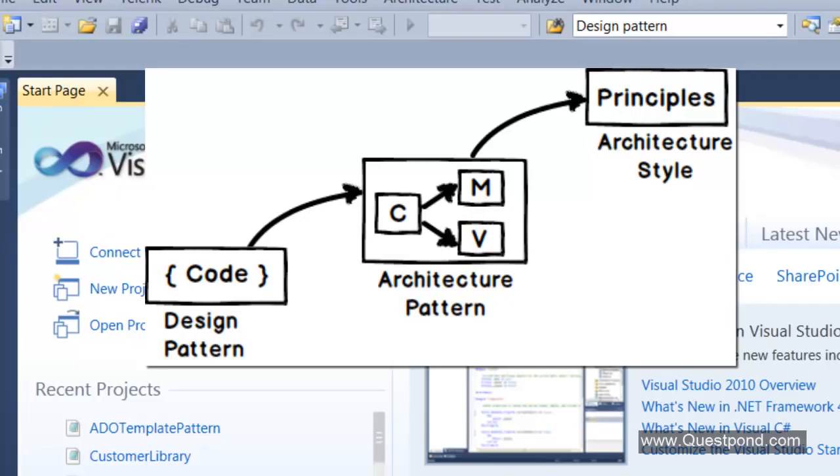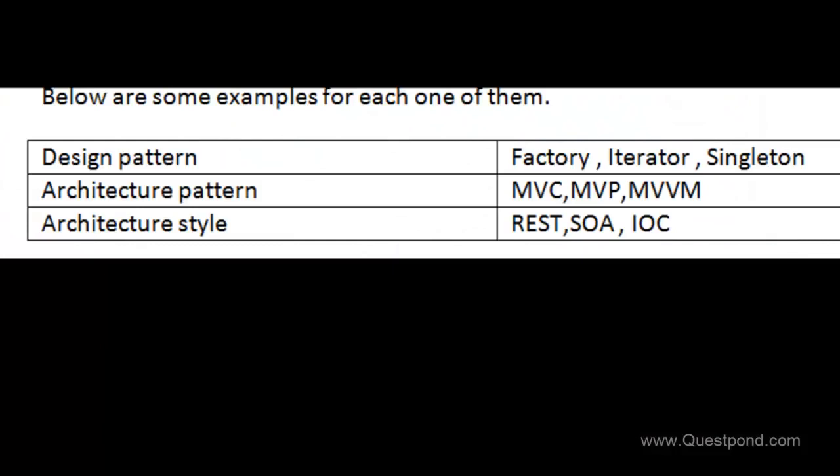So design pattern is at a very code level, architecture pattern is more of a 30,000 feet level, and then architecture style is just principle. So next time, when you say, okay, this is a design pattern, I expect code from you. Next time when you say, okay, this is an architecture pattern, I expect some kind of a higher level diagram from you, right? And here are some examples of design pattern, architecture pattern and architecture style.